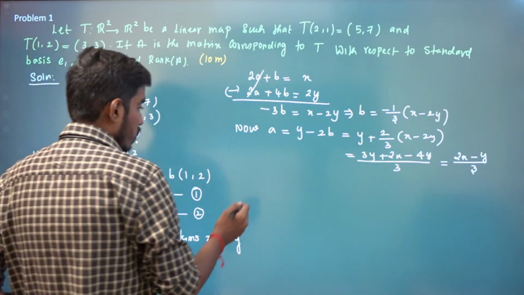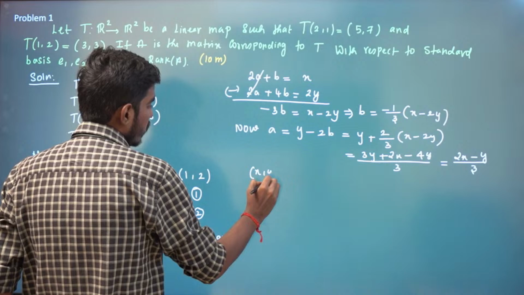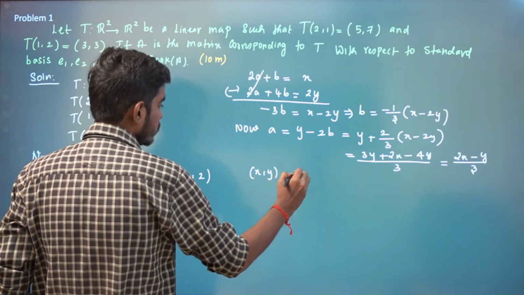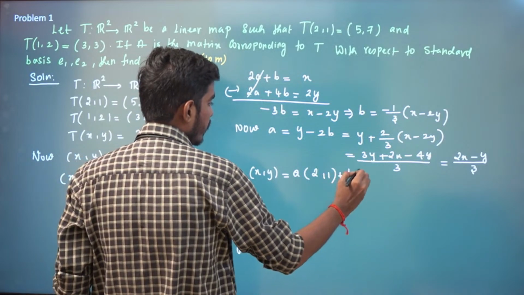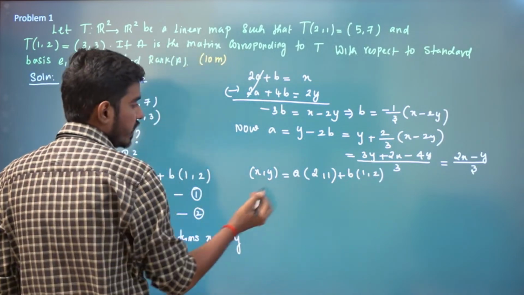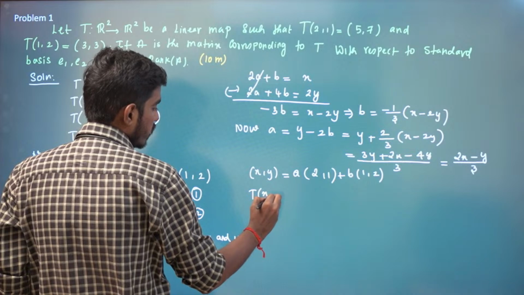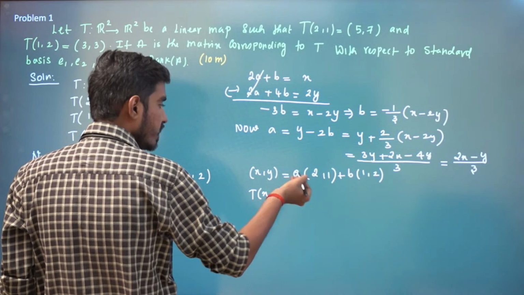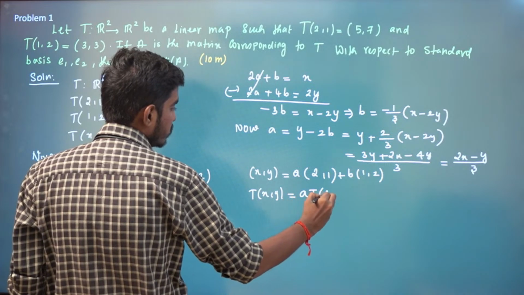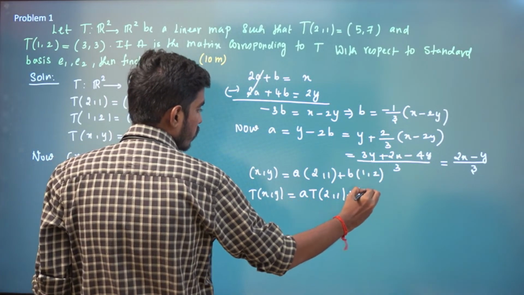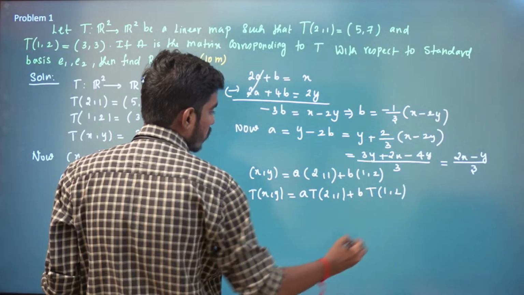Now, (x,y) can be written as a times (2,1) plus b times (1,2). Now take T on both sides. So T of (x,y), since T is linear, I can take the scalars outside: a times T of (2,1) plus b times T of (1,2).